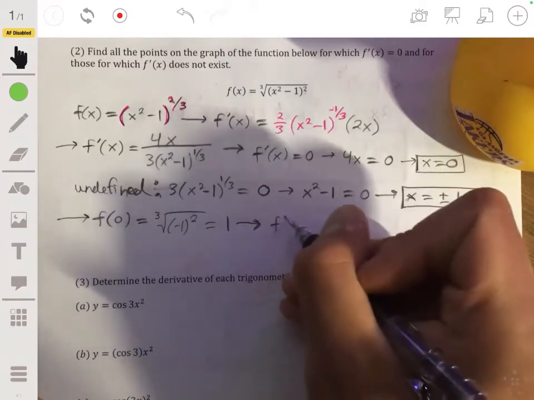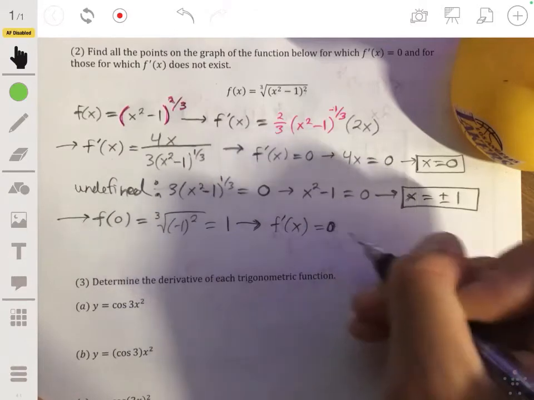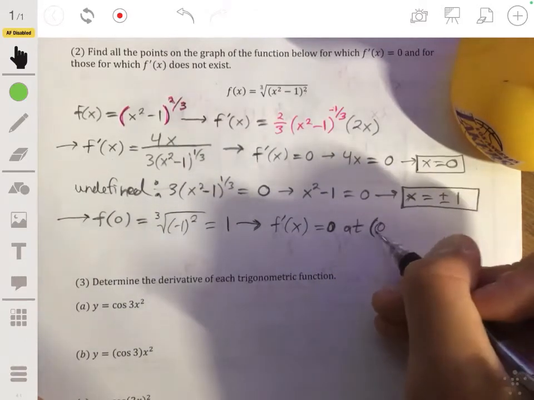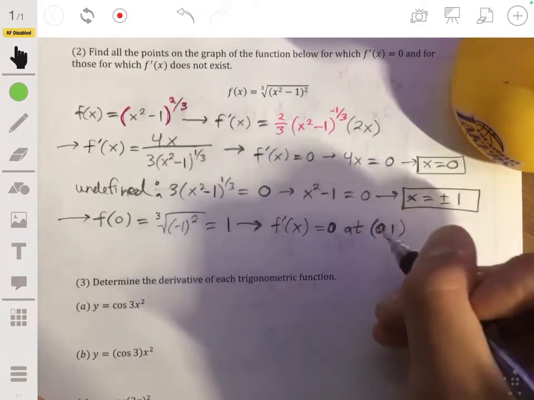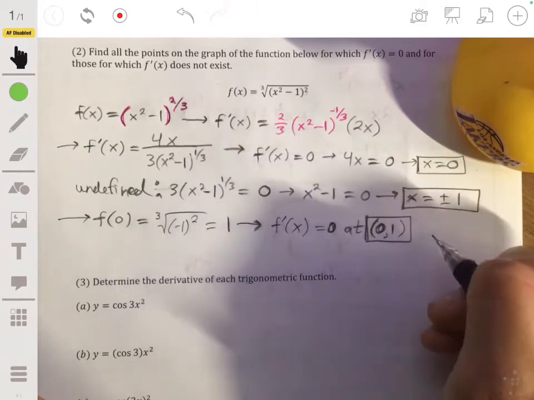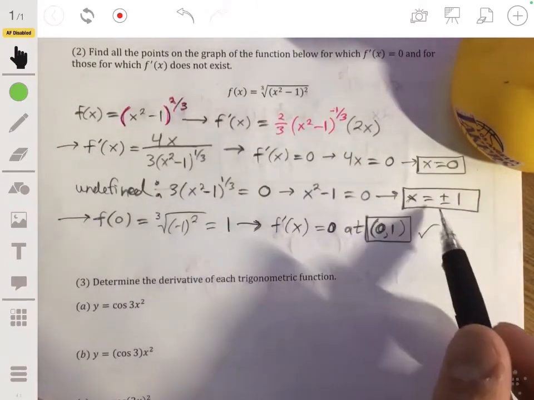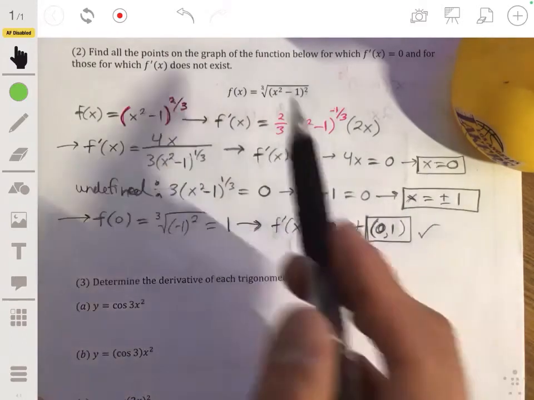So let's go ahead and write that f prime of x equals 0 at the point 0, 1. Now it'll be undefined when x equals positive and negative 1. So now we just plug those into here.